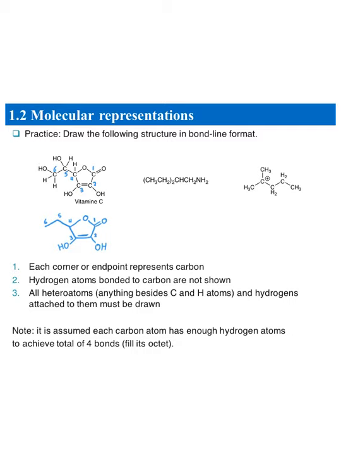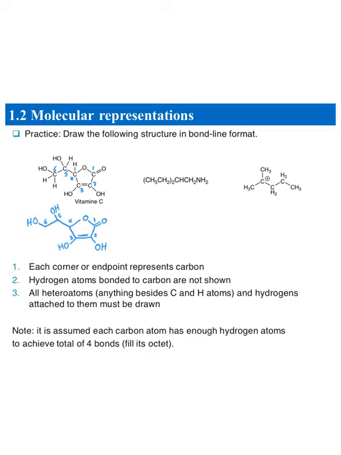Carbon number 5 is attached to a hydrogen. We don't show that one. Hydrogens attached to the carbon are not shown. And it is attached to the OH group, so we show that one. OH. Carbon number 6 is connected to 2 hydrogens. We don't show them. However, it is connected to the OH group, and we show that one. Alright? So this is the bond line structure of vitamin C.